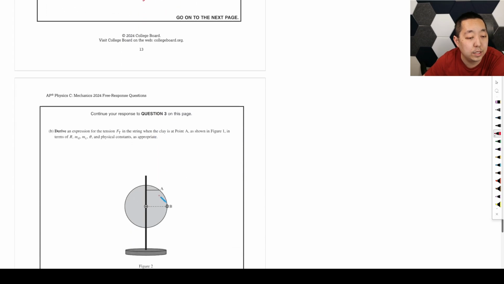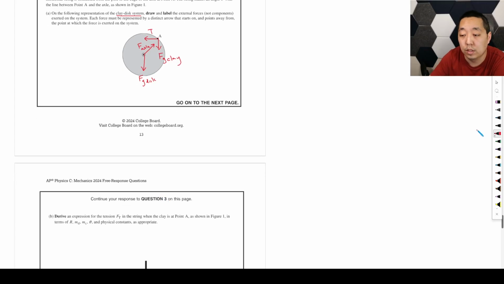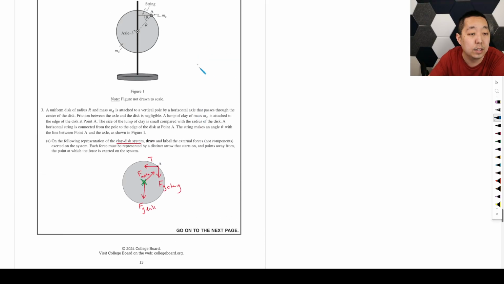Derive an expression for the tension in the string when the clay is at point A, as shown in figure 1, in terms of R, M, D. Okay, so we want to first identify the axis of rotation, which is right here, because that will eliminate those two forces when I do net torque equals I alpha. And then we're going to draw, and then what is theta, by the way? Theta is this angle here.